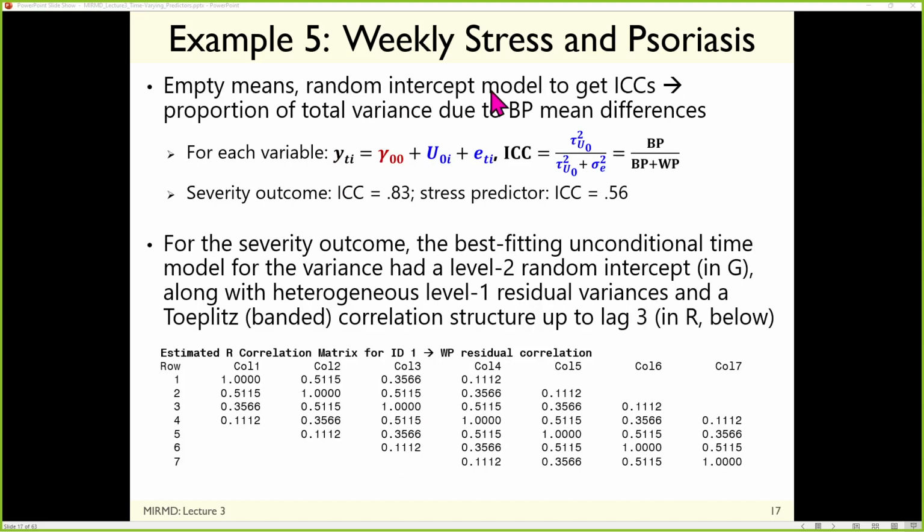So step one then, empty means random intercept models to get intra-class correlations out of both of these measures. So to remind us what the empty model looks like in condensed form, it's right here. Each variable gets a fixed intercept, a random intercept, and a residual at each occasion. We estimate the variance across people in those random intercepts at level 2 to capture person mean differences. We estimate the variance of the level 1 residuals across time and persons, constraining that to be equal to start with. And we feed those into this intra-class correlation formula, where the numerator is between person mean differences. So for severity, the intra-class correlation was 0.83.